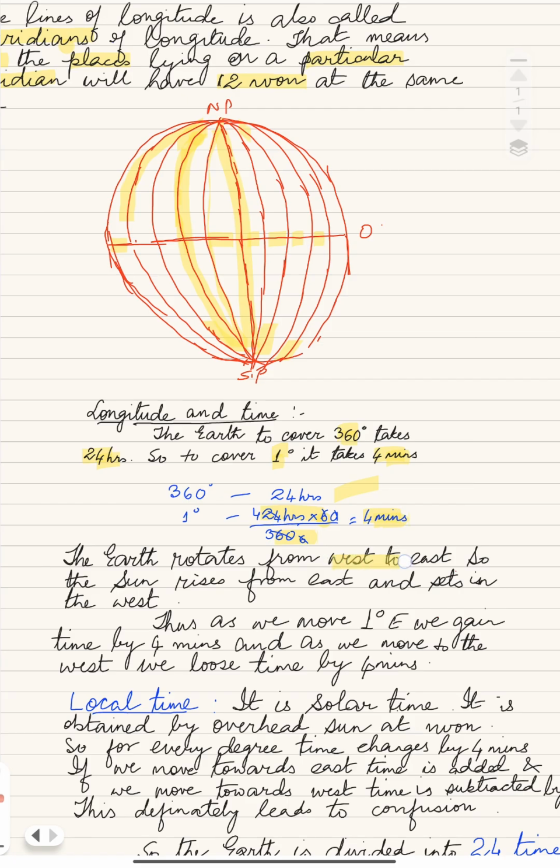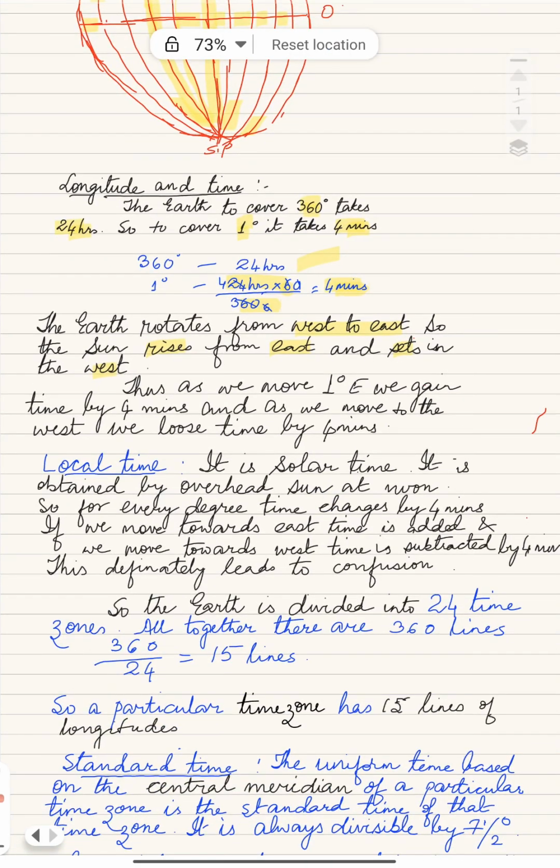Earth rotates from west to east. So the sun rises in the east and sets in the west. Thus, you have to remember this: as we move 1 degree east, we gain time by 4 minutes. And as we move to the west, we lose time. So 1 degree west. Sorry, children. As we move 1 degree to the west, we lose time by 4 minutes.